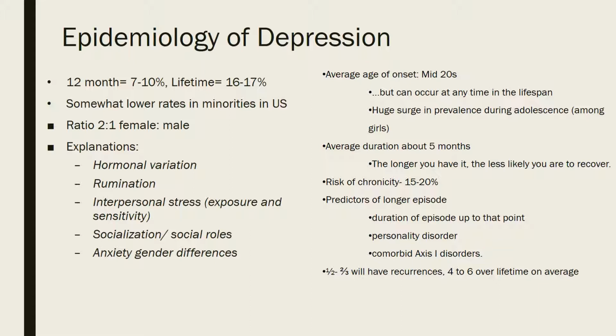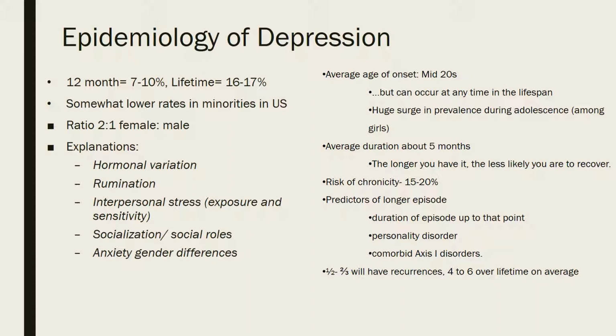So anxiety and depression are closely related. A lot of times when somebody has a diagnosis of depression, they might also have a diagnosis of anxiety. So that accounts for why more females might have depression. The average age of onset is in your mid-20s, but remember it can occur anytime during the lifespan. And then there's a high surge in prevalence during adolescence, specifically among girls, which I thought was interesting. It makes sense, but it's also interesting that the data kind of shows that.